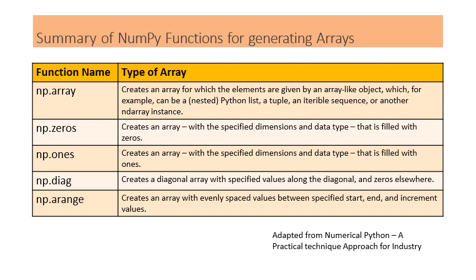So in summary, the NumPy function for generating arrays, np.array, creates an array whose elements are given as an array type, for example a nested tuple, iterable sequence, or another ndarray instance. np.zeros creates an array with a specific dimension and data type that is filled with zeros. np.ones creates an array with a specific dimension and data type that is filled with ones. np.diag can be specified along the diagonal where zeros are anywhere else, and np.arange can create arrays with evenly spread values between specific starts and incremental values.